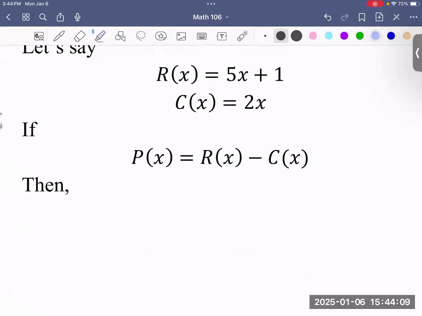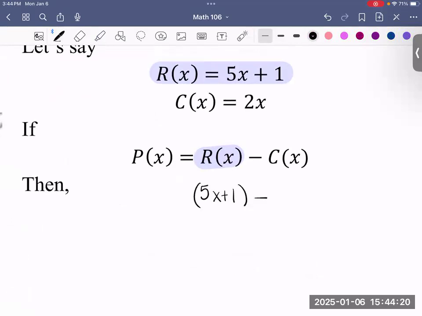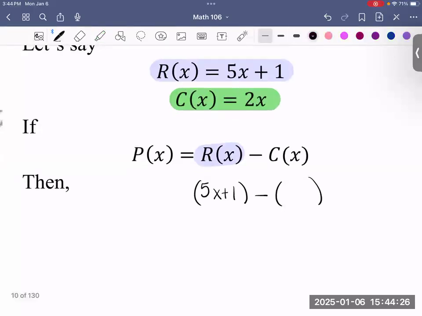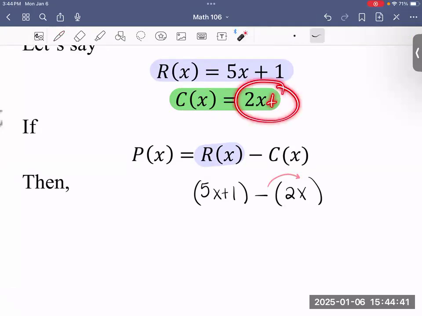So we'll take your revenue here. We have 5x plus 1. This is your revenue. We're going to subtract your cost, which is 2x. Now you'll notice that I'm using parentheses. Parentheses are intentional, especially with subtraction. We want to make sure that we distribute the negative sign throughout the expression, meaning that if this was a binomial, so if we had plus 1 or minus 1 or whatever, we'll be doing it to the second term as well. So for us, it doesn't matter quite much.